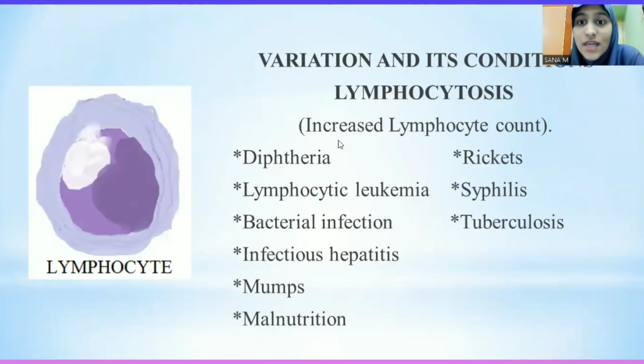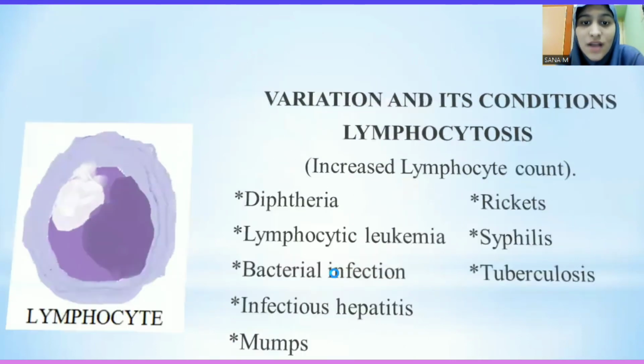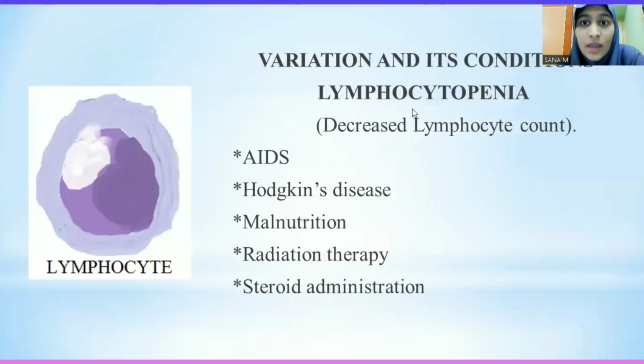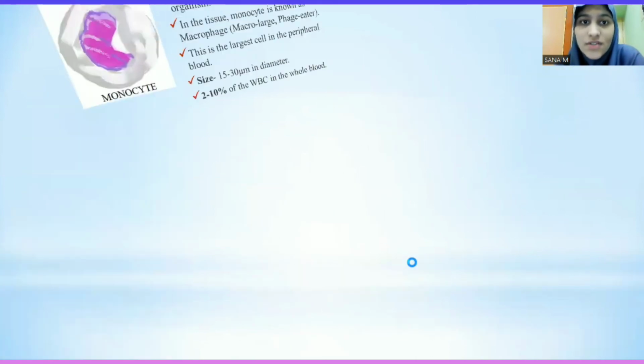Lymphocytosis is increased lymphocyte count. Its conditions are diphtheria, rickets, syphilis, tuberculosis, lymphocytic leukemia, bacterial infection, infectious hepatitis, mumps, malnutrition. Lymphocytopenia is decreased lymphocyte count. Associated conditions are AIDS, Hodgkin's disease, malnutrition, radiation therapy, steroid administration.